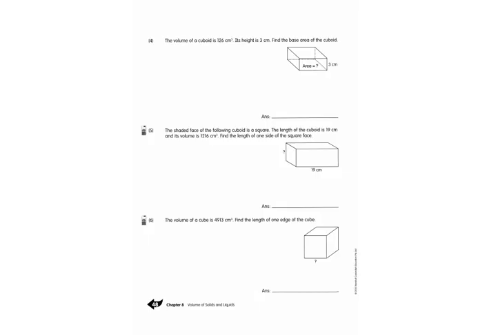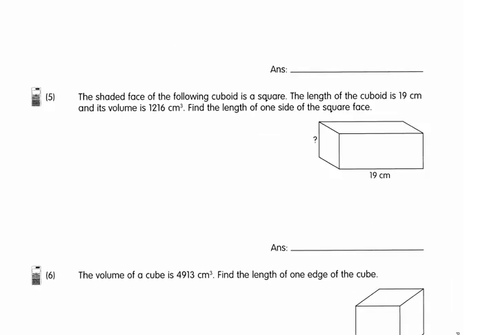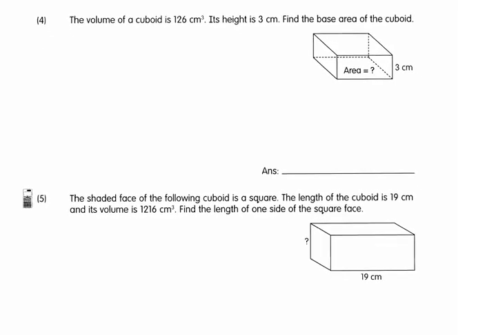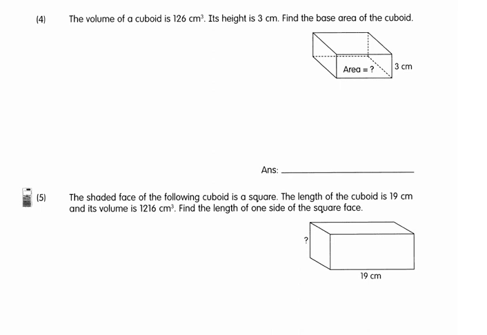Next question. The volume of a cuboid is 126 cm cubed. Its height is 3 cm. Find the base area of the cuboid. Sky. 126 divided by, equals to, 42. 42 what? cm or cm square? cm or cm square?